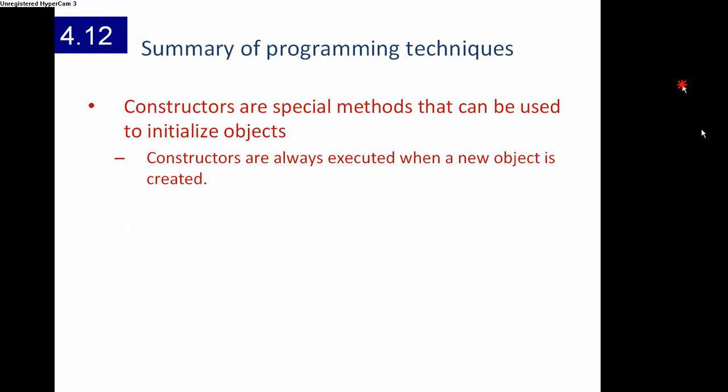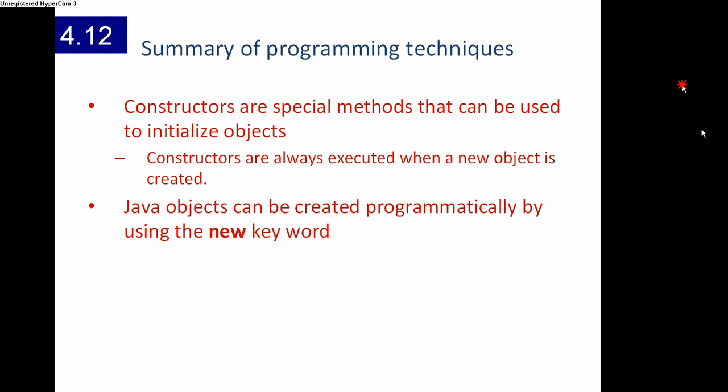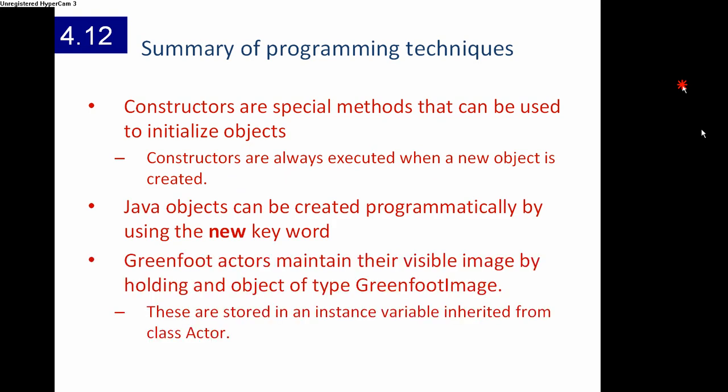Alright, here's what we've done so far. Constructors are special methods that can be used to initialize objects. Constructors are always executed when a new object is created. Java objects can be created programmatically by using the new keyword. Greenfoot actors maintain their visible image by holding an object of type GreenfootImage. These are stored in an instance variable inherited from the class Actor.